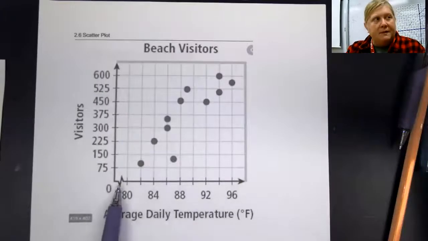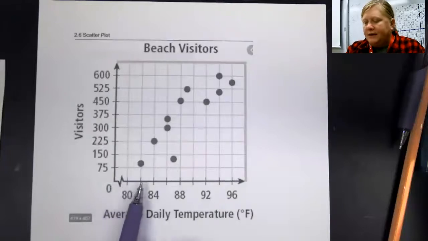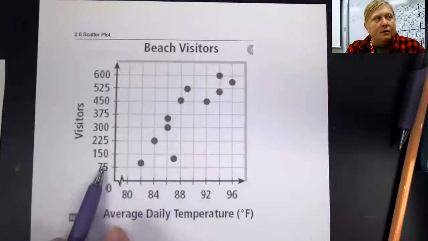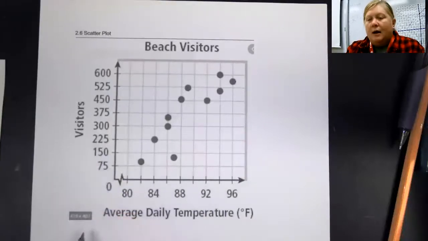I want to point out some things on this graph. First of all, what is this little thing? Well, that means just a skip in numbers, which is fine. But I want you to notice that this is consistent. So this goes 80, 82, 84, 86, 88, it skips. This also goes up by 75.